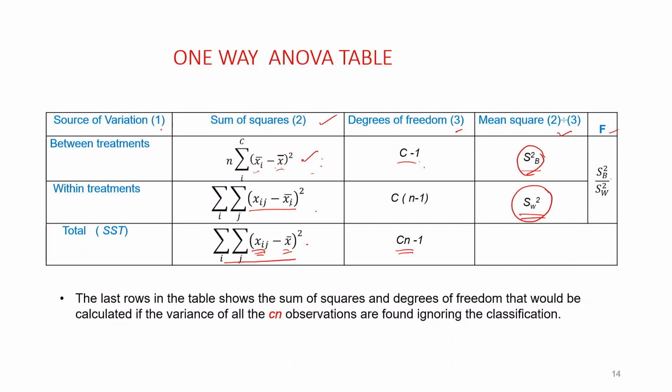Last row in the table shows the sum of squares and degrees of freedom that will be calculated if the variance of all observations is found ignoring the classifications. So this is how the ANOVA table is represented.